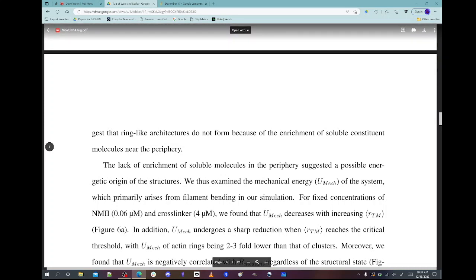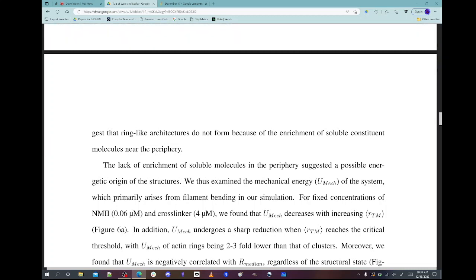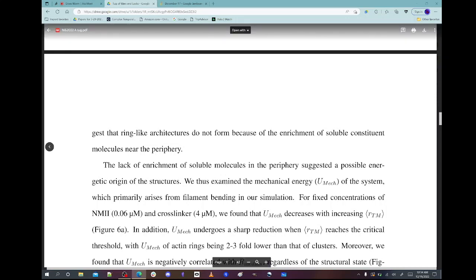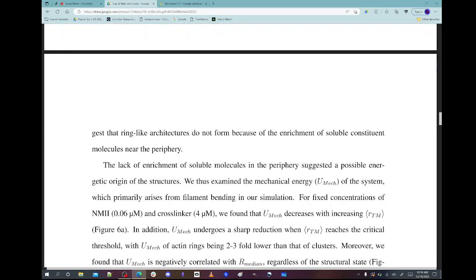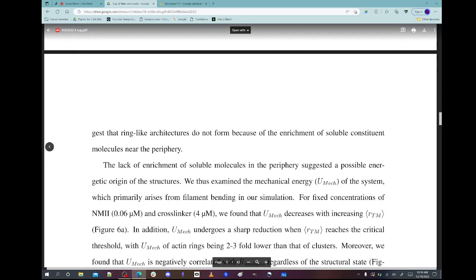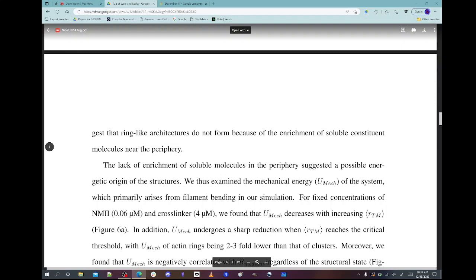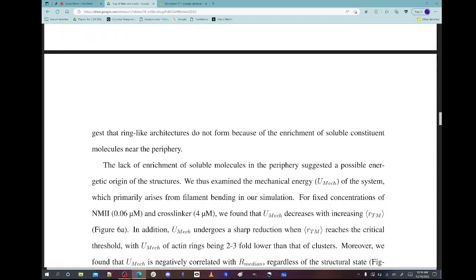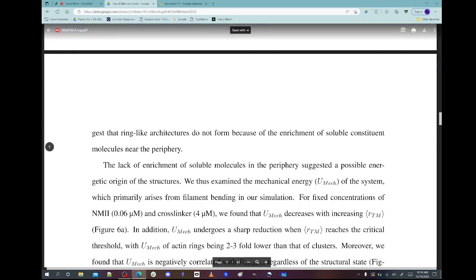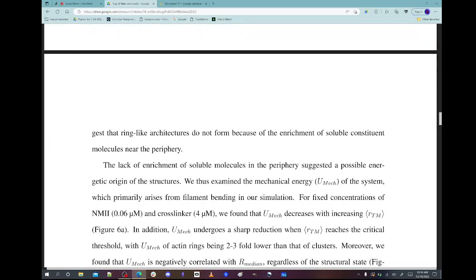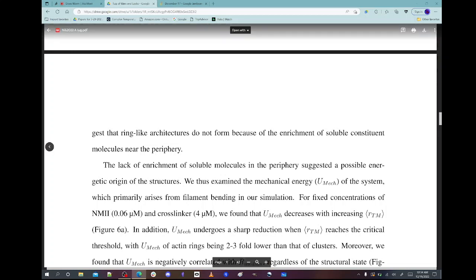So this is where ring-like architectures don't form because the soluble constituent molecules are enriched near the periphery. In other words, that ring doesn't grow in volume or in number of molecules. So it's moving around this ring, and it's not necessarily dependent on its density. The lack of enrichment of soluble molecules in the periphery suggested the possible energetic origin of these structures. We thus examine the mechanical energy of the system, which primarily arises from filament bending in our simulation.